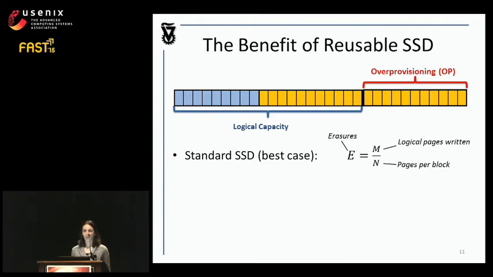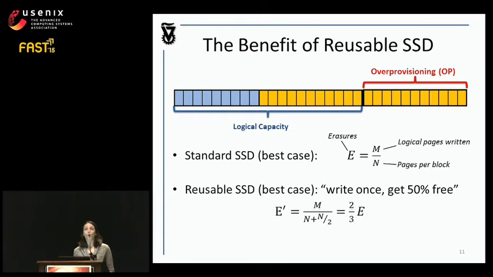So what's the benefit from what we do? Let's look at the standard SSD. To get the number of erasures, you have to divide the number of logical pages that you write by the number of pages in each block. Now, this is best case, no write amplification, just a best case analysis. With reusable SSD, you actually perform 50% more writes. So you divide the number of logical data pages by the number of pages per block plus 50%, and you get 2/3 of the original erasures. That's a reduction of 33% in the number of erasures.